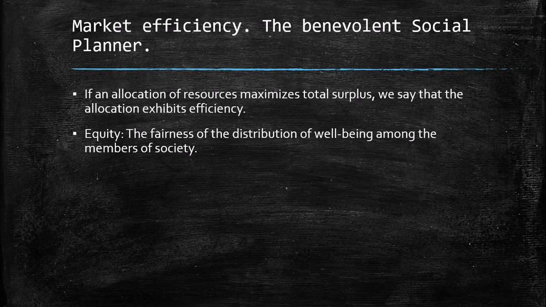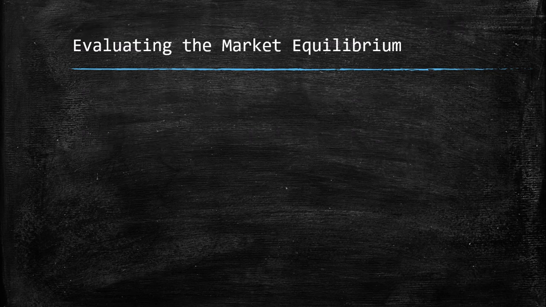So we know that there is a duality between efficiency and equity. If it's possible, this benevolent social planner will try to focus on equity and efficiency. Remember that if an allocation of resources maximizes total surplus, we say that the allocation exhibits efficiency. Equity means the fairness of the distribution of well-being among the members of society. So it's always a duality.